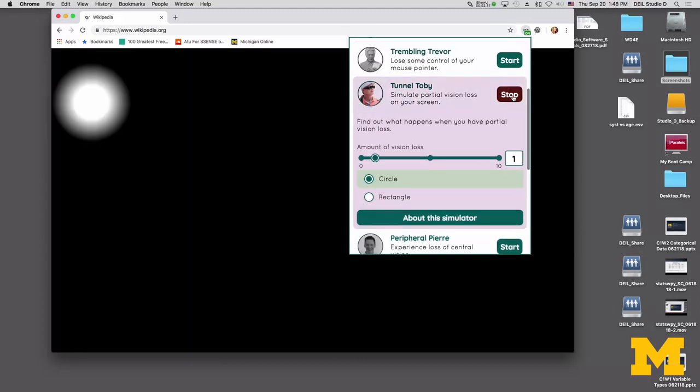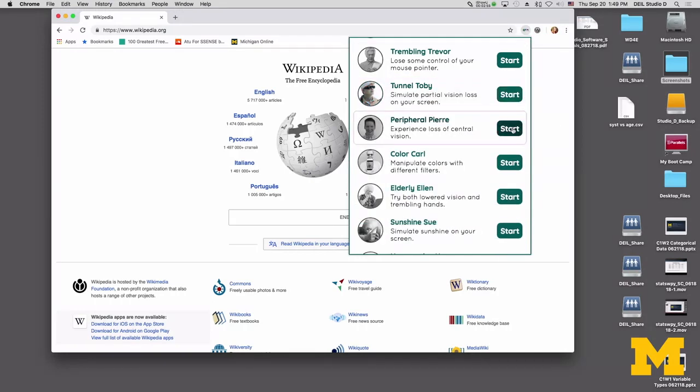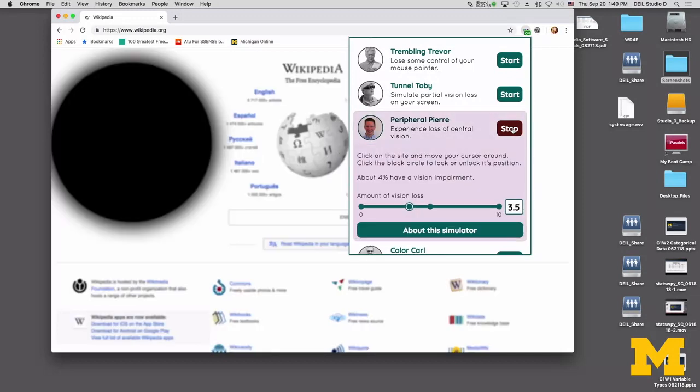Tunnel Toby. This is the idea that some people's partial vision loss would look something like this. So this is a pretty high amount of vision loss. You can change it and get this idea of what people are seeing. They might only be seeing a very small amount of your screen. Peripheral vision is this idea that sometimes people have this one spot that's blocked. So again, you can't fix this issue for people, but you can think about your page and say, hey, is there something on my page that's really important, and it only appears in one spot? Do I want to put it in more?